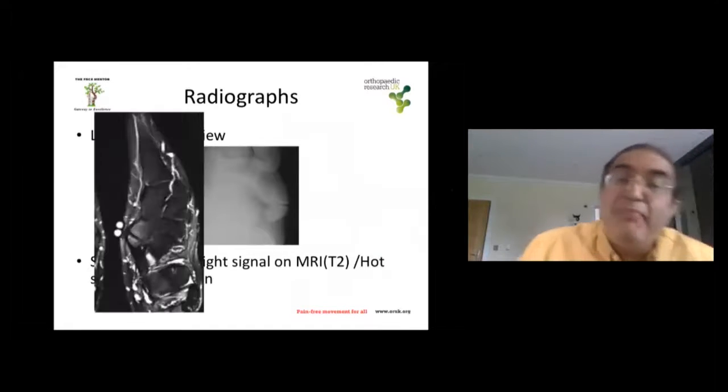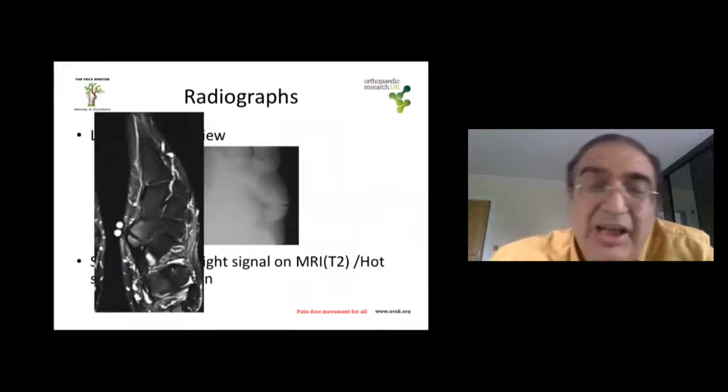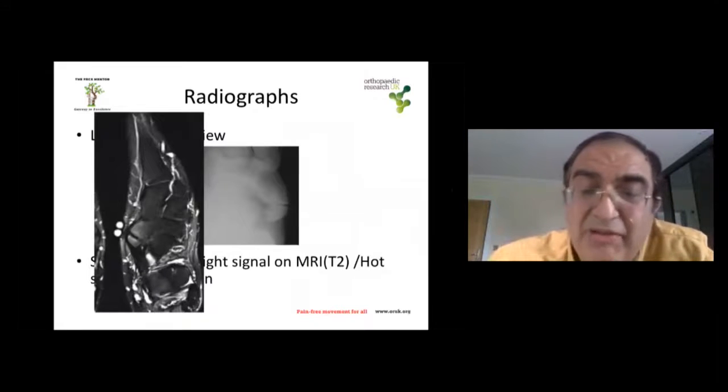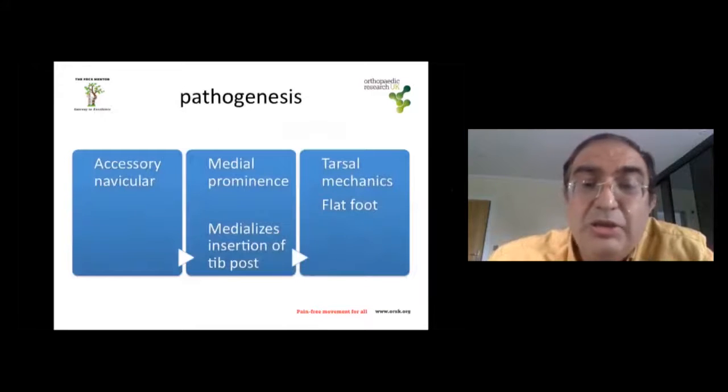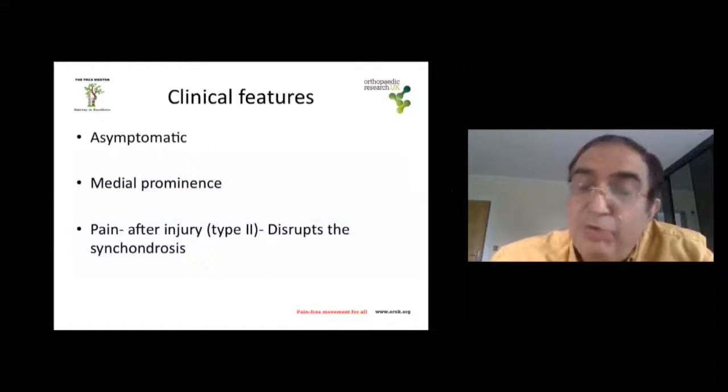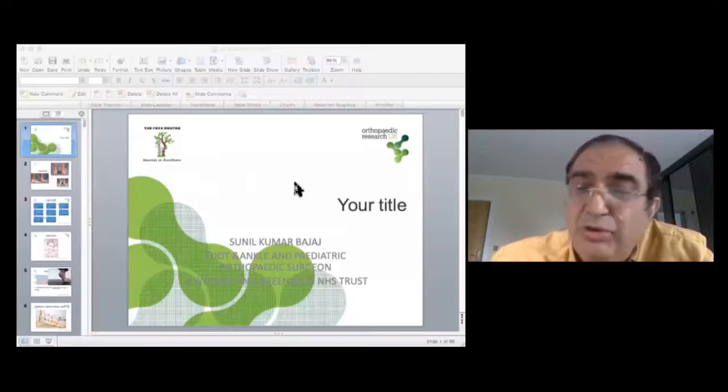And you can even do MRI scans where you can see the high signal in the accessory navicular as well as in the main navicular, both in the T1 and T2 weighted images. So what happens is they produce a medial prominence and they also medialize the insertion of the tibialis posterior. And that's how they produce flat foot. So most of the time, if they're asymptomatic, you don't need to do anything at all.